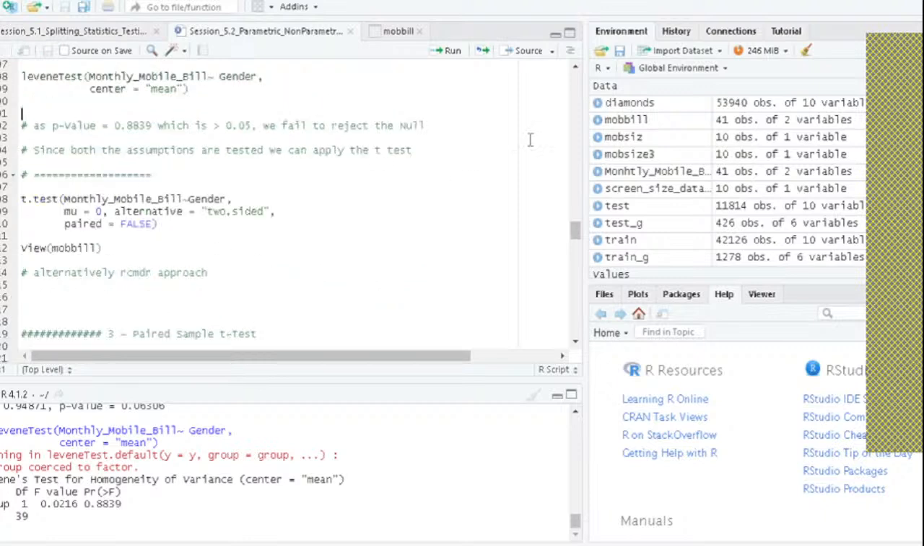Now t-test is very simple. That same command t.test: monthly mobile bill tilde gender, mobile bill on one side and gender on the other side. Now notice here my mu is going to be zero. Mu is here the difference. Remember, even in H0, what did we say? There is no difference. So mu is going to be zero, right? And alternative, I will mention two-sided. And again, this is not a paired sample, so I mention paired equal to false. Run this t-test and tell me what is the result.